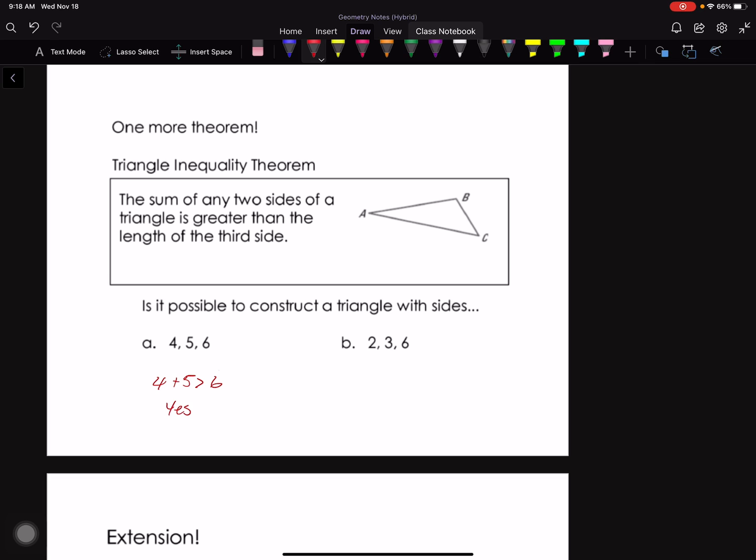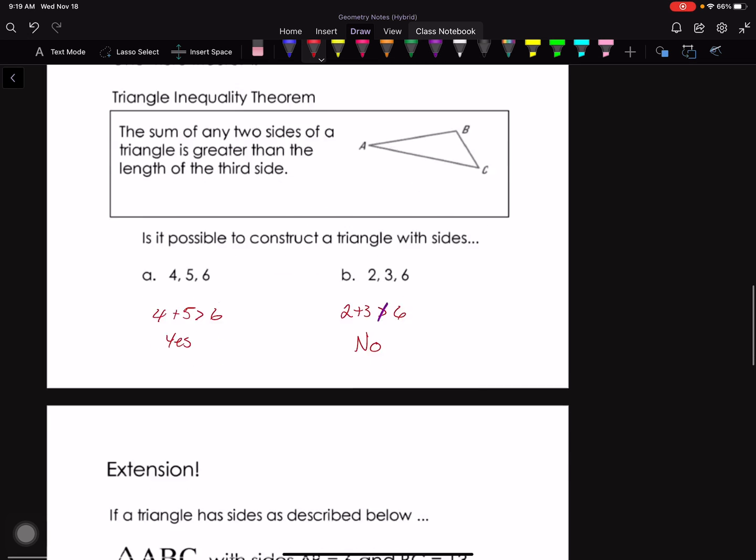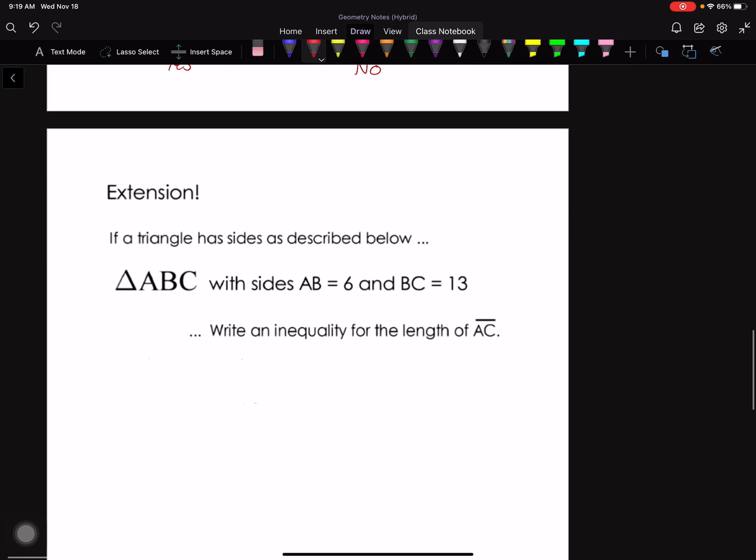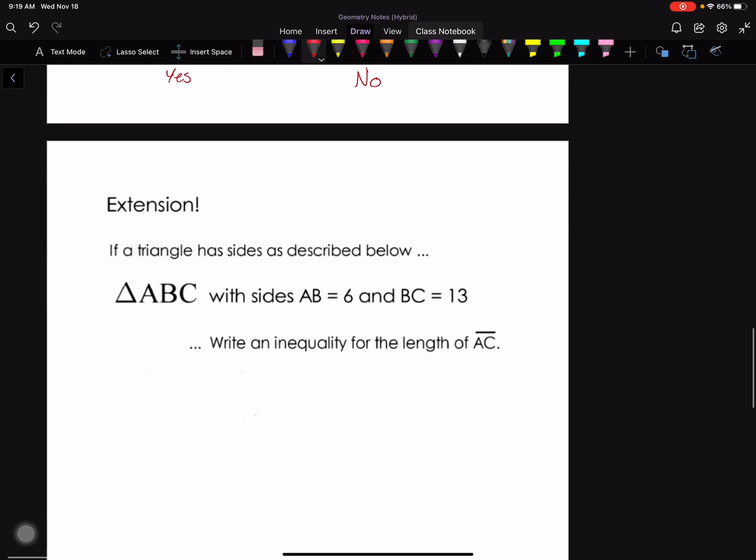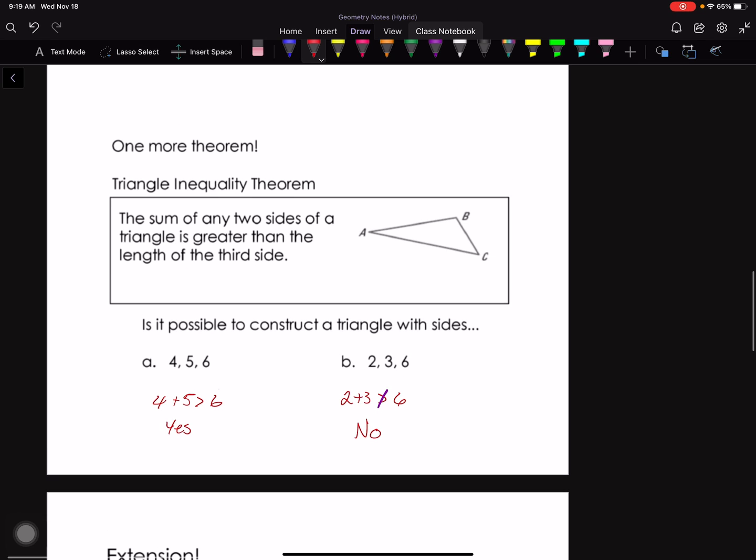Again, take your smaller two. 2 plus 3, is that greater than 6? No, so we could not form a triangle. Oh, I should really do this correctly. It's not greater than, it's actually less than. So no, we cannot form a triangle. And you could just keep going. I could just keep coming up with various examples. Let's do one more here.